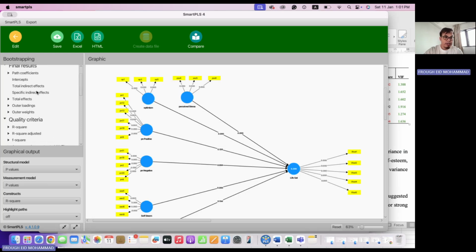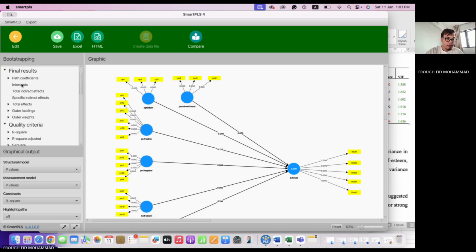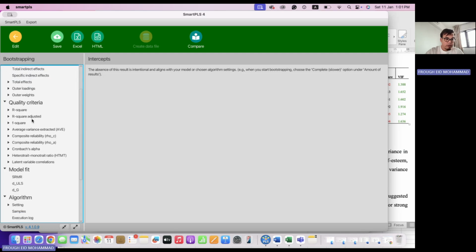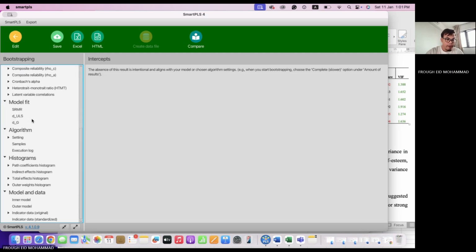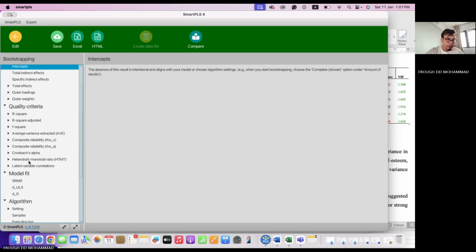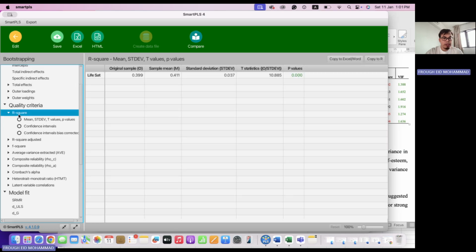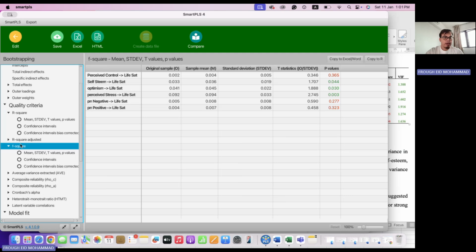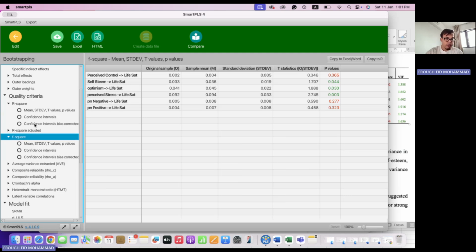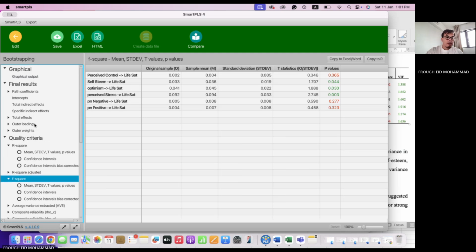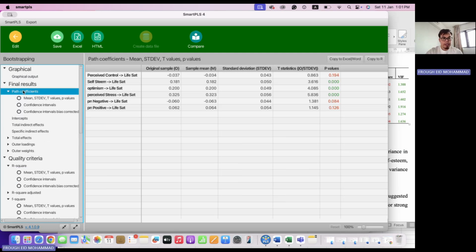What I need here first, there was the confidence level. Confidence level should be here. Not here. But R square, F square. Okay, to leave that, now I go to the path coefficient. Yes, this one.